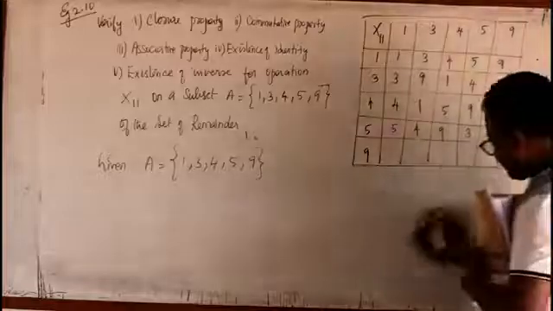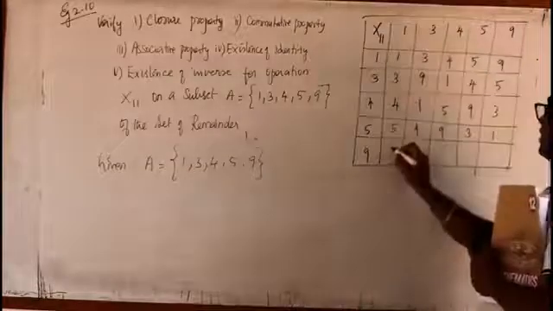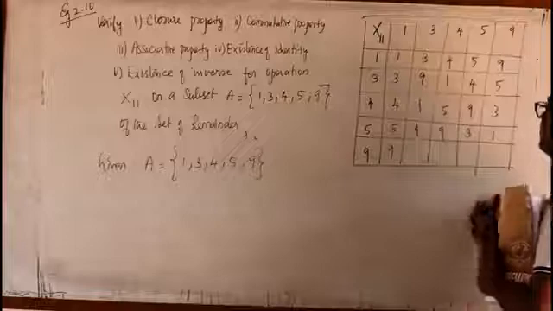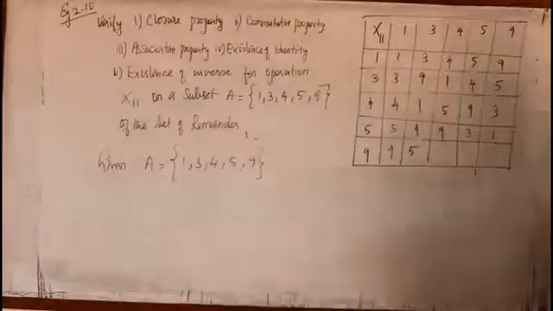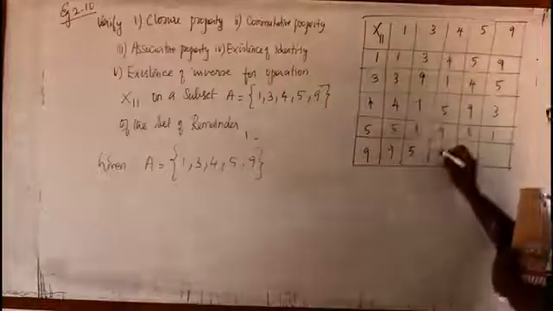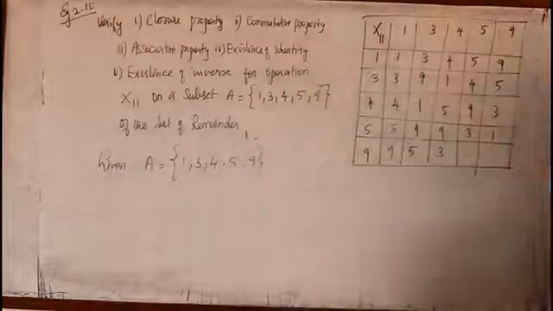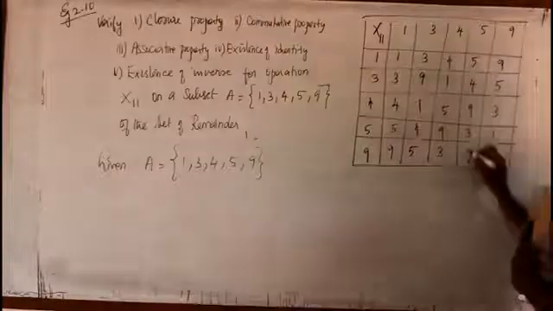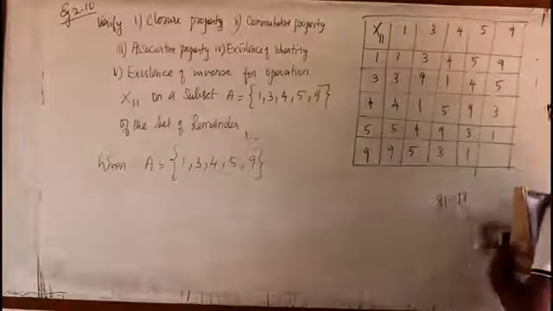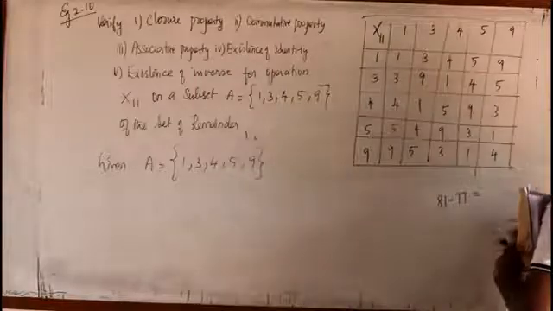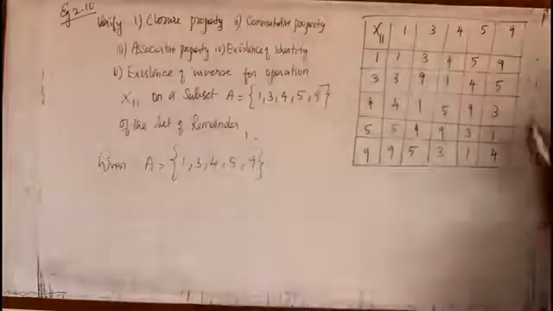Now can you write straightly? 9 ones are 9, 9 threes are 27, 22 is removed, 5. 9 fours are 36, 33 is removed, 3. 9 fives are 45, 44 is removed, 1. 9 nines are 81, 77 can be removed, so the remainder is 4. That's all. Hope you will be understanding very well.